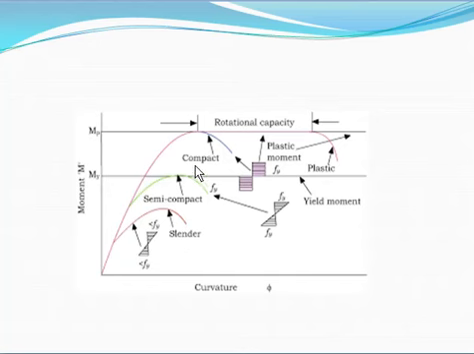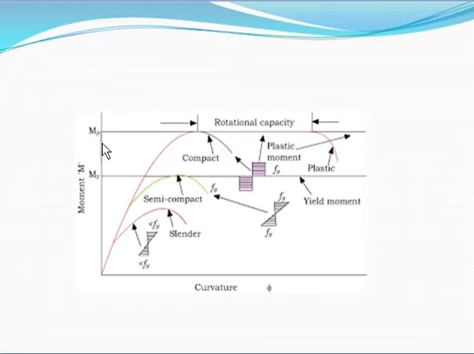Now see the compact portion. In case of the compact portion, the elements get some plastic moment resisting capacity, and the moment resisted by the compact section is the plastic moment, denoted by MP. These compact elements can resist the higher moment, and this moment is called the plastic moment, denoted by MP.